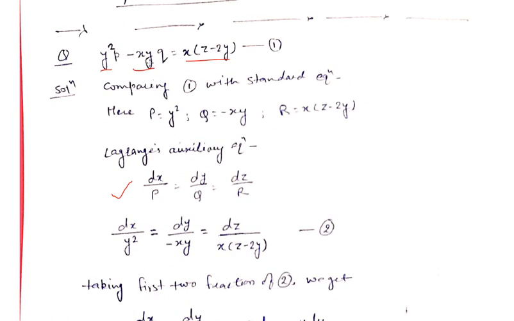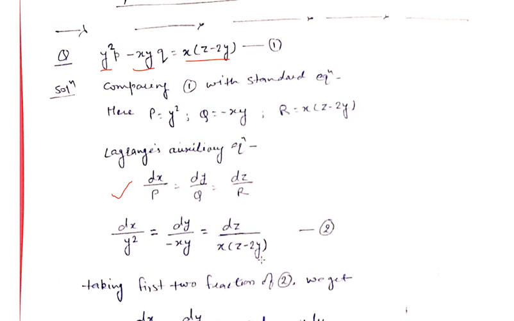y square p minus xyq is equal to xz minus 2y. When we compare this equation with the standard form, we get capital P, which is the coefficient of small p, which is y square, capital Q, which is the coefficient of small q, which is minus xy, and capital R, which is the right hand part, that is xz minus 2y. And the Lagrange auxiliary equation, as we know, is dx upon P is equal to dy upon Q is equal to dz upon R. Now we put the values of P, Q and R in this equation. We get dx upon y square equals dy upon minus xy equals dz upon xz minus 2y.